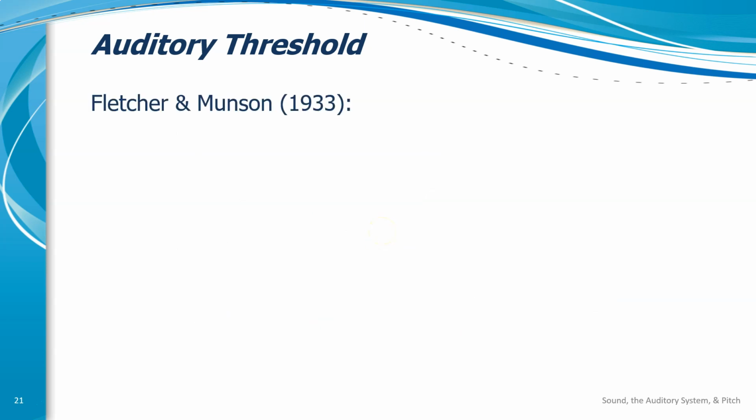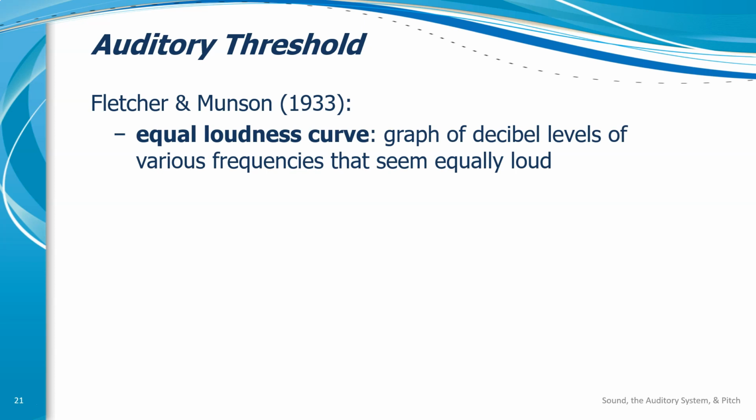Beyond just threshold itself, we can get to slightly more complex concepts, like the equal loudness curve. Now this one is a bit more complex. It is a graph, once again, of decibel levels of different frequencies. So we're manipulating both of those things, decibel levels and frequencies, but the goal is to manipulate those two quantities to make the sound a consistent, equal loudness. I'll talk about how to get it, then we'll take a look at the results.